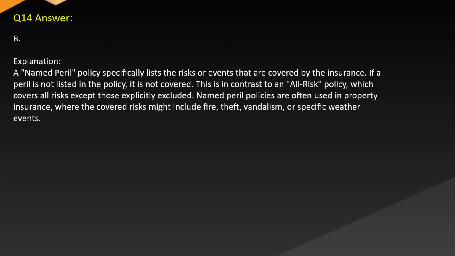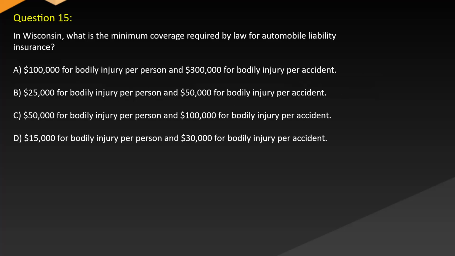Answer: B. Explanation. A named peril policy specifically lists the risks or events that are covered by the insurance. If a peril is not listed in the policy, it is not covered. This is in contrast to an all-risk policy which covers all risks except those explicitly excluded. Named peril policies are often used in property insurance where the covered risks might include fire, theft, vandalism, or specific weather events.